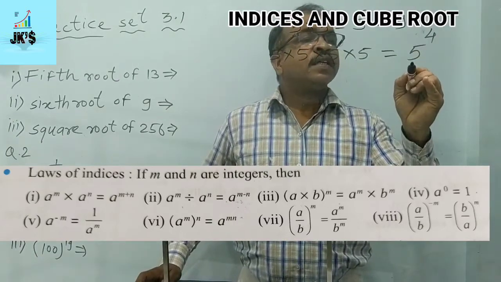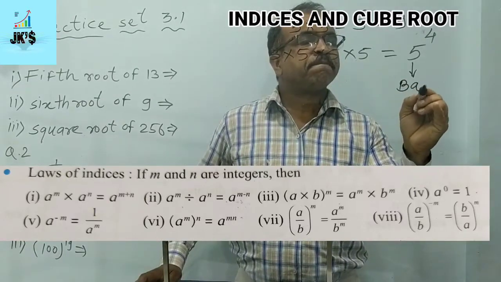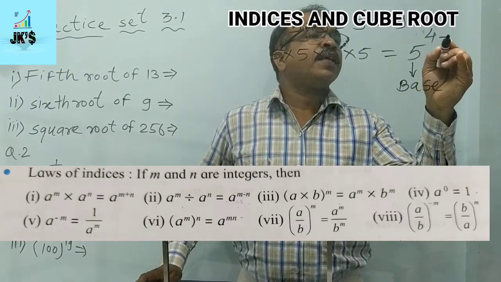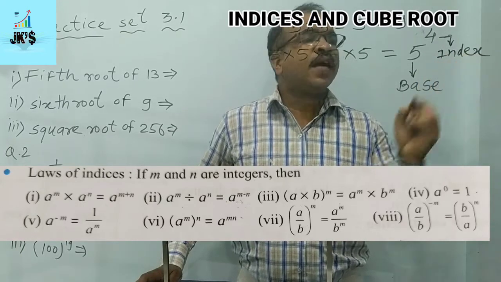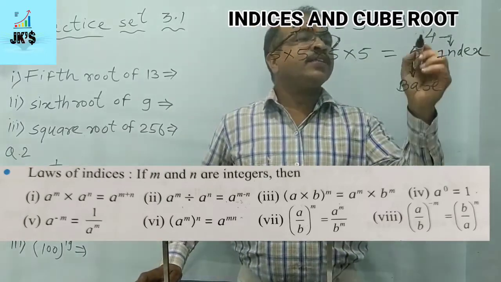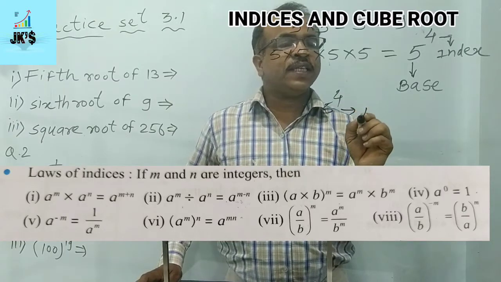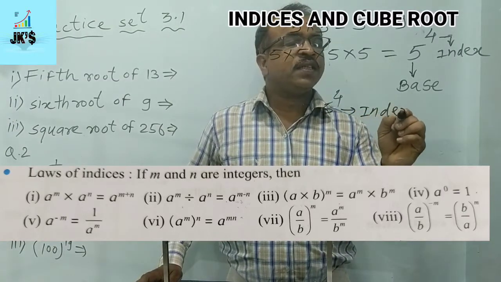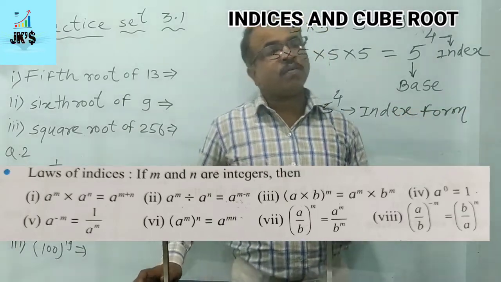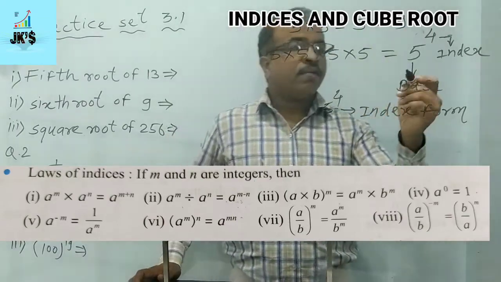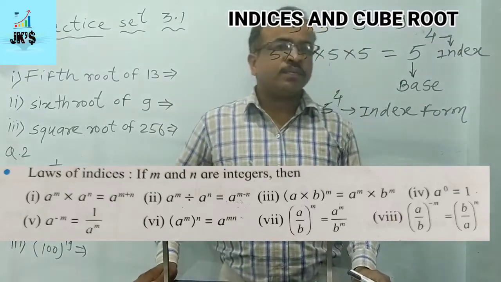In this, 5 is known as the base and 4 is known as the index. And this number, 5 to the power 4, is known as the index form. When a number is written in the form of base and its index, then it is known as the index form.